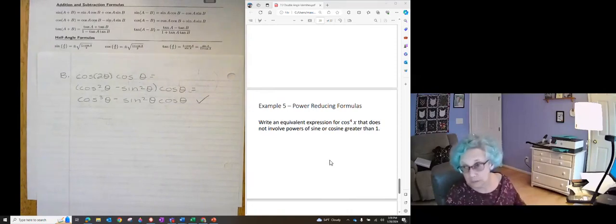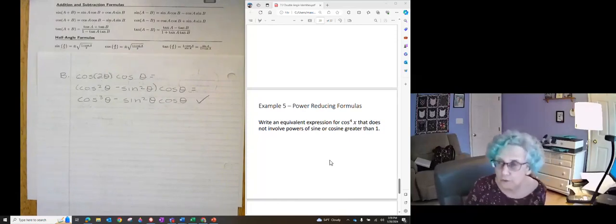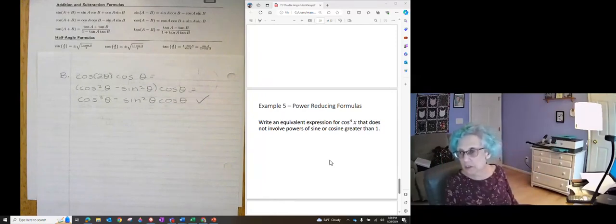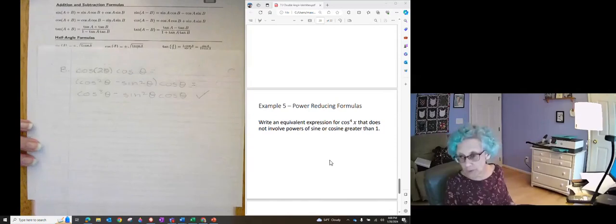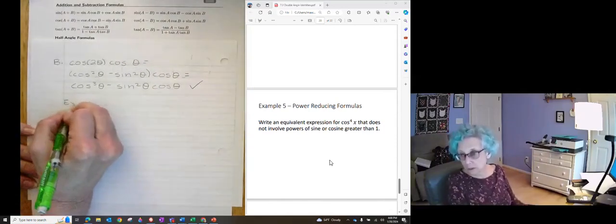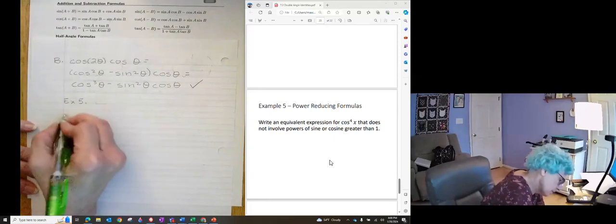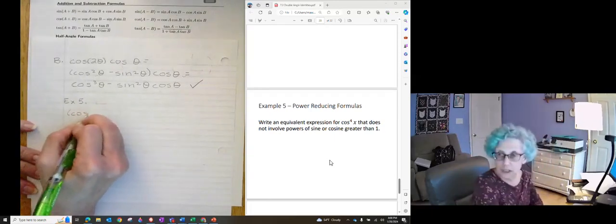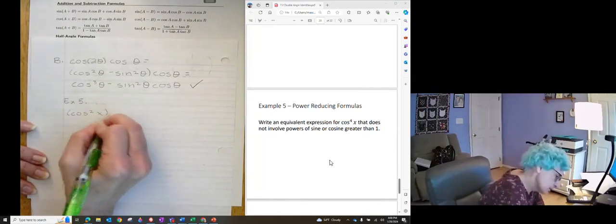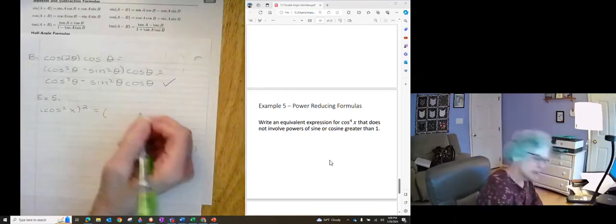Power reducing formulas. So these are the ones that you will be using a lot in your future in Calc 2. Write an equivalent expression for cosine to the fourth that does not involve powers of sine or cosine greater than 1. Example 5. So cosine to the fourth is the same thing as cosine squared of x, squared.